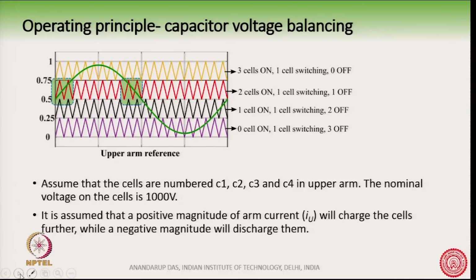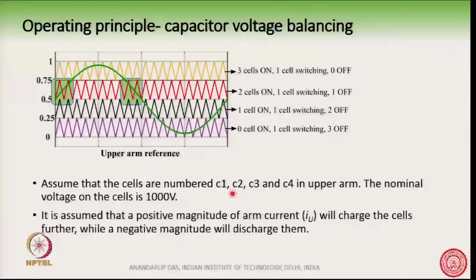Let us again assume that the cells are numbered C1, C2, C3, C4 in the upper arm. There are 4 cells which are numbered C1, C2, C3, C4, and let us take an example. The nominal voltage on the cell is 1000 volt. So, we would like all the capacitor voltages to be balanced at 1000 volts, that is the DC bus. There will always be an oscillation over it, but overall it will be balanced at 1000 volt. How can we do that?